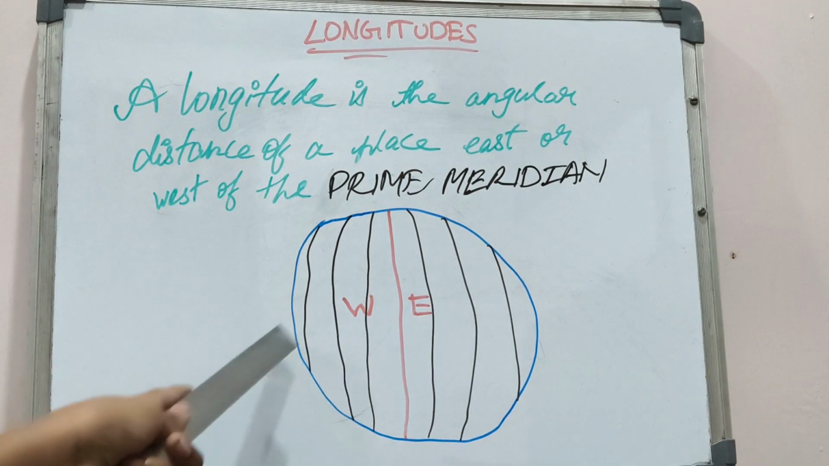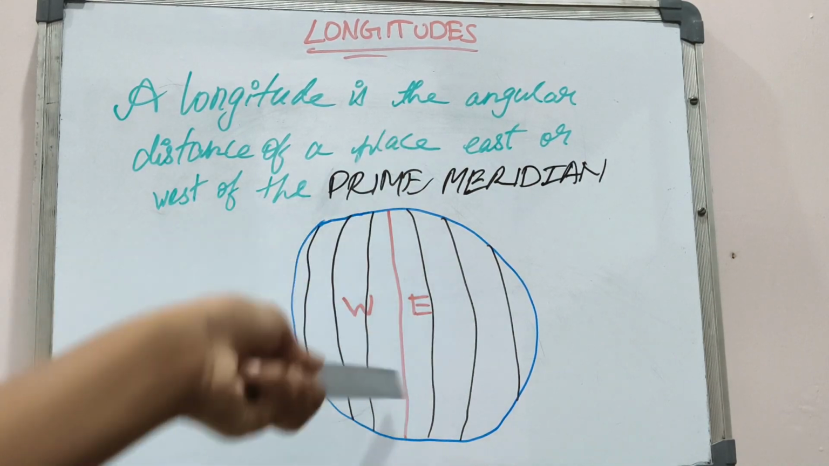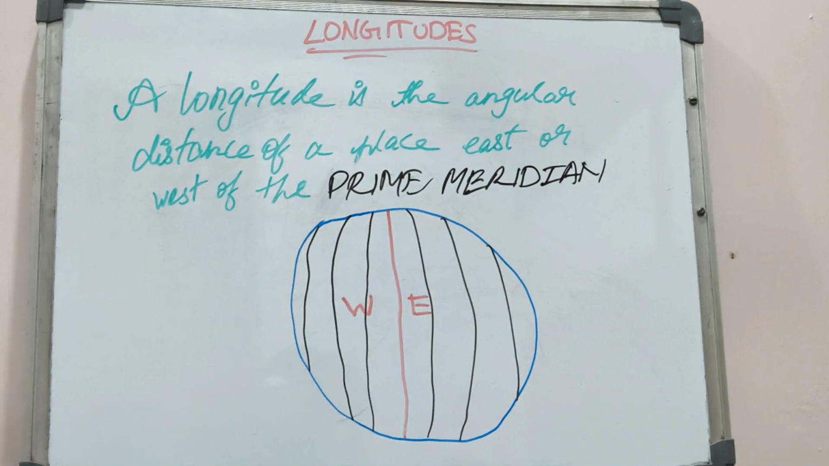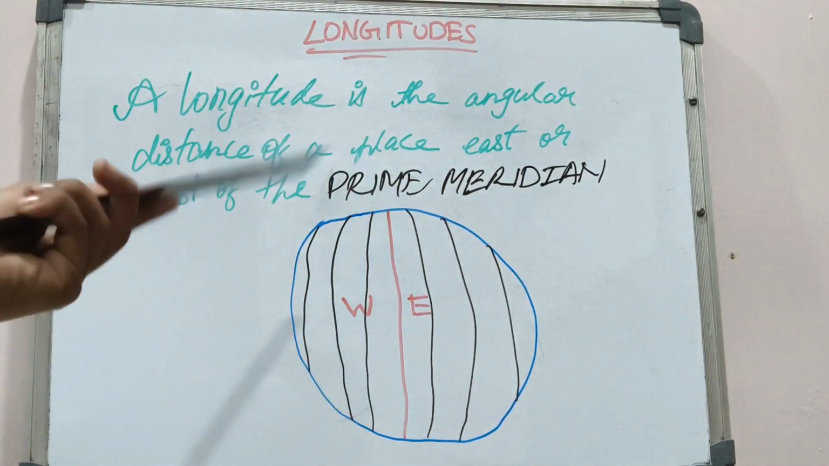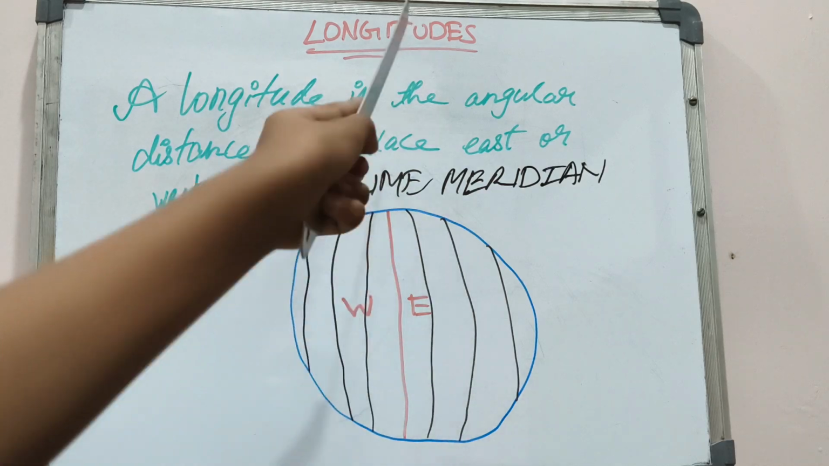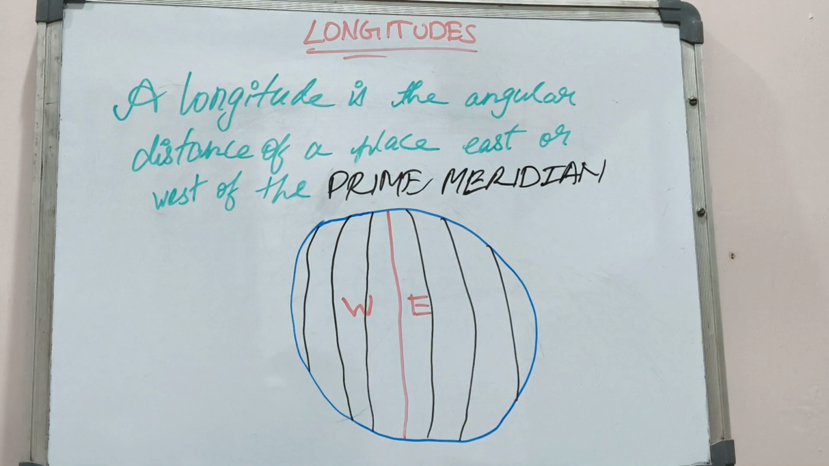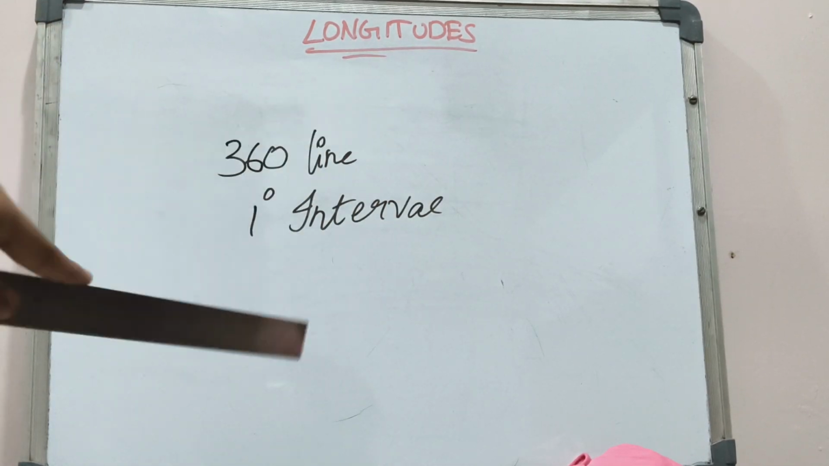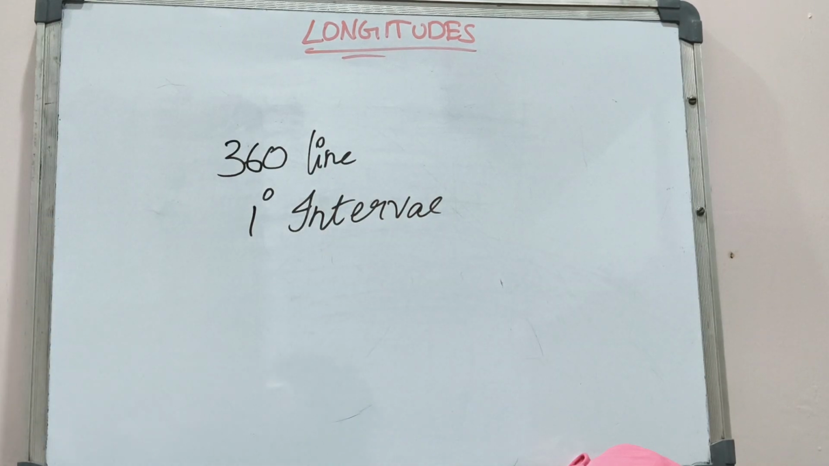West of the prime meridian, all the longitudes are known as west longitudes. East of the prime meridian, all the longitudes are called east longitudes. A longitude is an angular distance of a place east or west of the prime meridian. There are a total of 360 longitudes, with one degree of interval between each other, surrounding the globe.